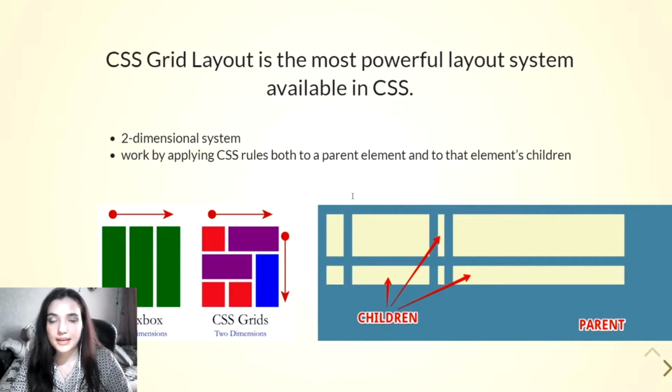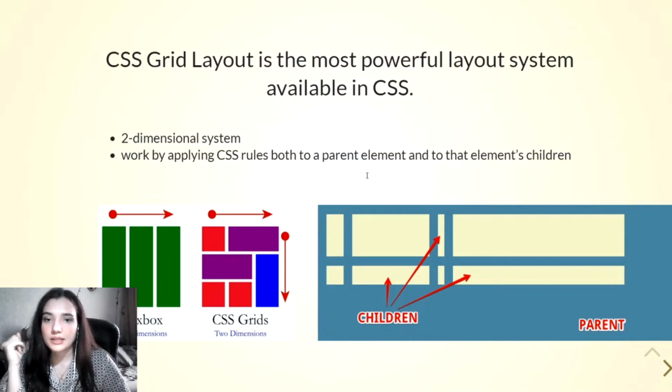CSS Grid Layout is the most powerful layout system available in CSS. It is a two-dimensional system, meaning it can handle both columns and rows, unlike Flexbox, which works only in one dimension. You work with grid layout by applying CSS rules both to a parent element, which becomes the grid container, and to that element's children, which become grid items.